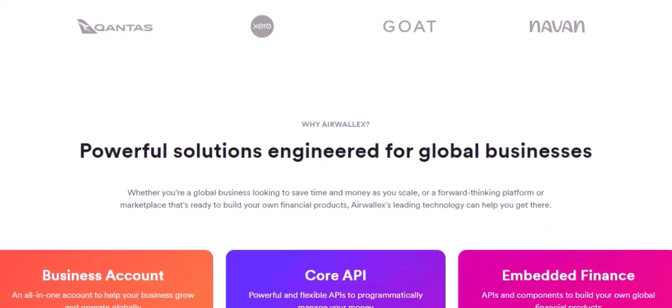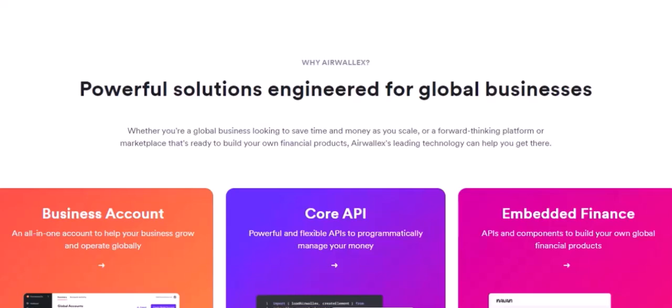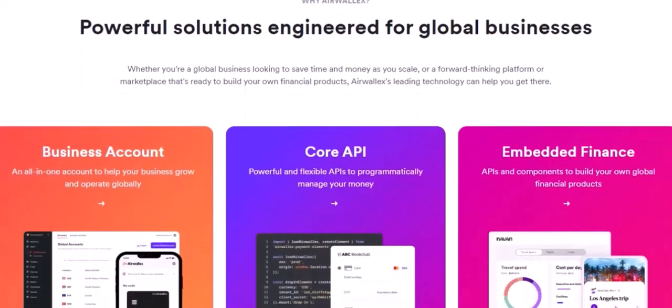The best Airwallex account for global payments is the Global Business Account because it combines multi-currency support, real-time exchange rates, and seamless global transfers into one powerful financial solution built for modern international business.